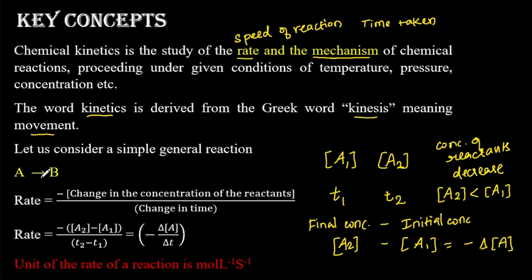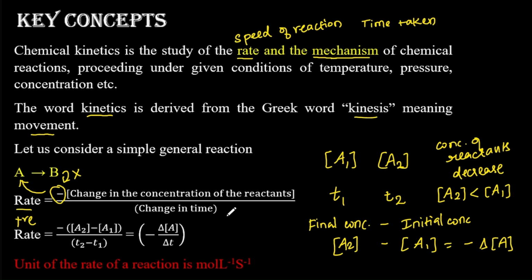But speed, that is rate, cannot be negative, no, it will be only positive. So you have to change this negative into positive. So for convention, in this formula itself, you have to include a negative sign. This negative sign is only for the reactant. For the product, this negative sign should not be given.